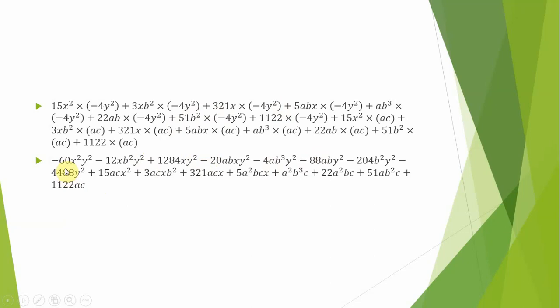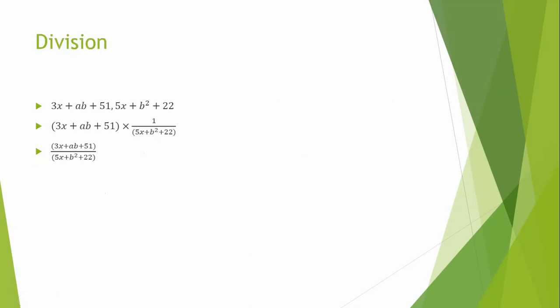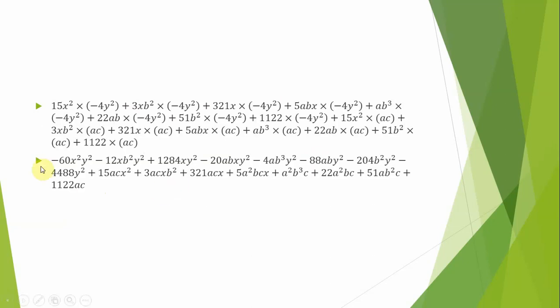We simplify by adding the like terms together. And as you can see here, all the terms are different. We don't have like terms here. So this final result would be the product of the three terms that we talked about earlier.